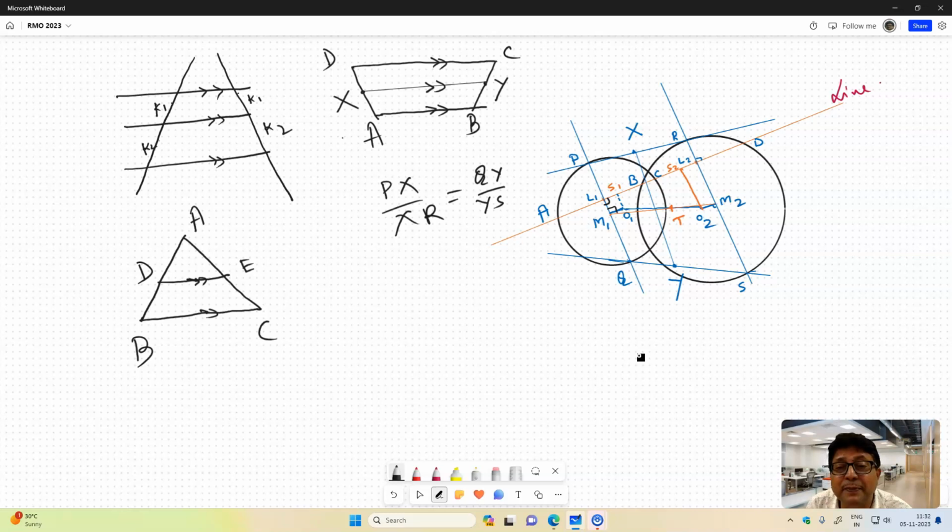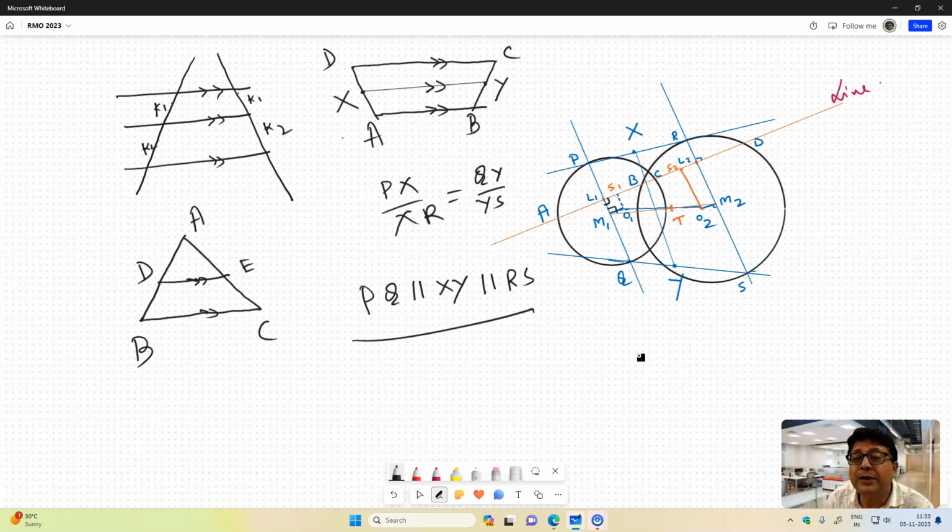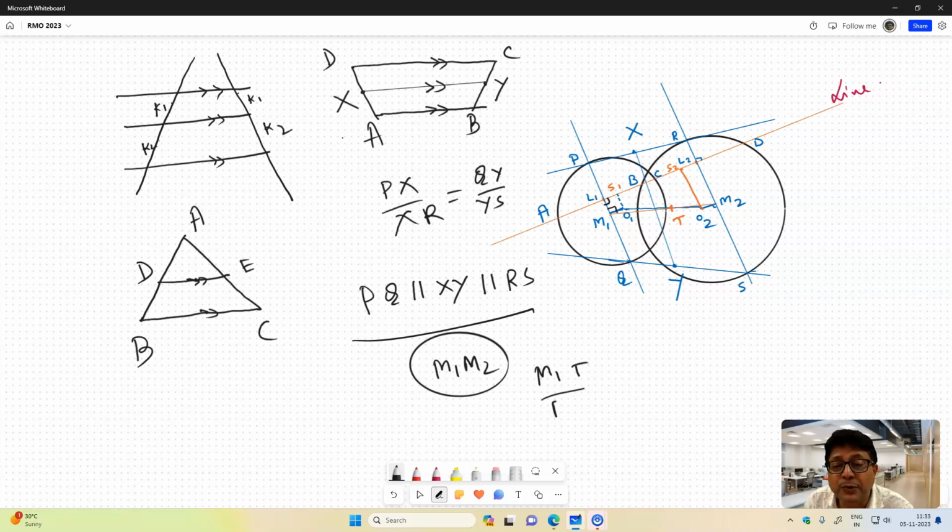As this is true, XY must be parallel to PQ, and it is parallel to RS also. Now, if you can prove that TM1 equals TM2, what does it mean? This is another transversal, M1M2 is the transversal, and you are going to prove that M1T by TM2 equals a constant, obviously 1:1, as with PX by XR. If you can prove M1T by TM2 equals 1:1, then T is going to be the midpoint. Another way to say it: M1M2 is the transversal, and if T is the midpoint, then TM1 equals TM2. So there will be only one line segment through X, T and Y.